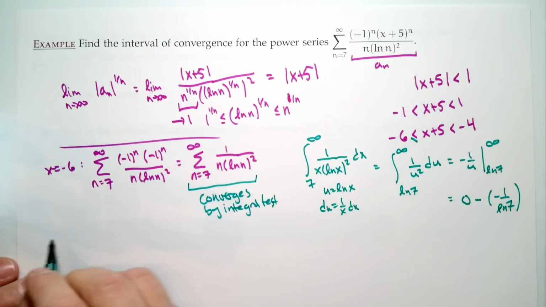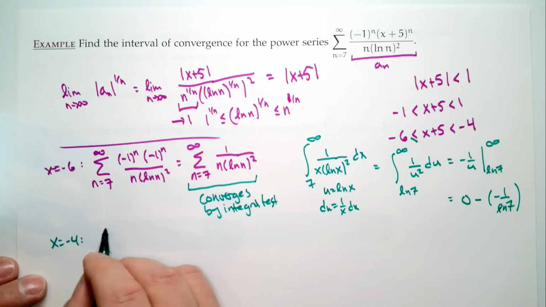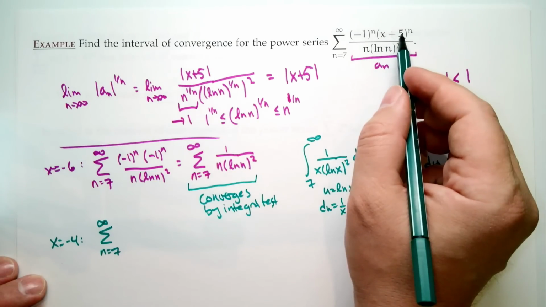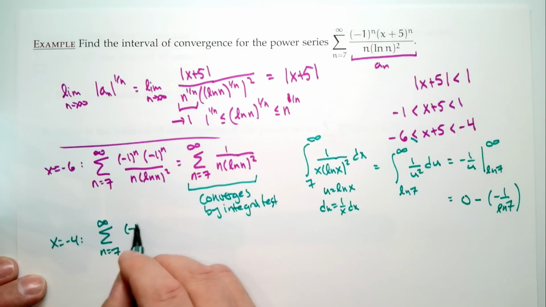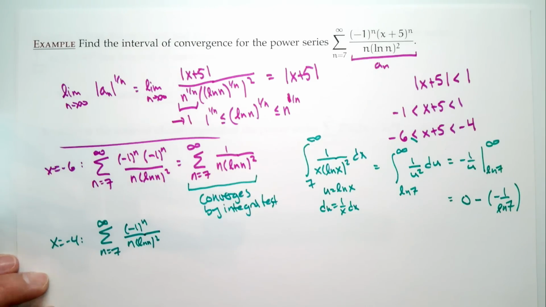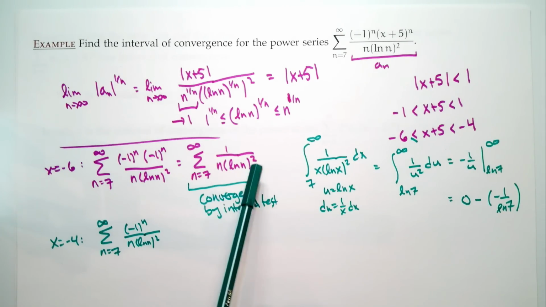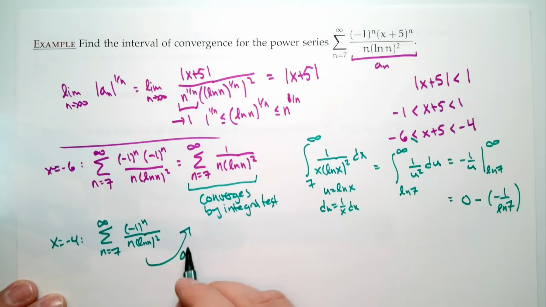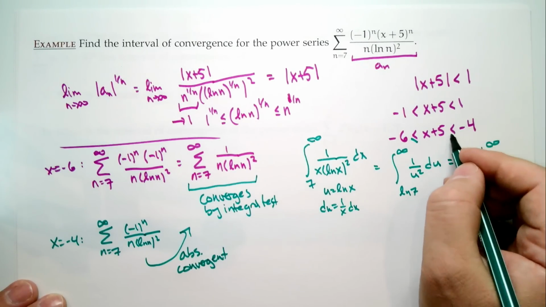Now, we're not done. We have to plug in -4. But if you plug in -4, what you'll end up with is you'll get -4 plus 5 is 1. So you'll end up with -1 to the n over n log n squared. Now, in this case, we don't need to do anything because we know this is absolutely convergent because we did the sum without the negatives. So if you can do the sum without the negatives and it converges, then you know that this sum also converges. So absolutely convergent, which means we also include the other endpoint.